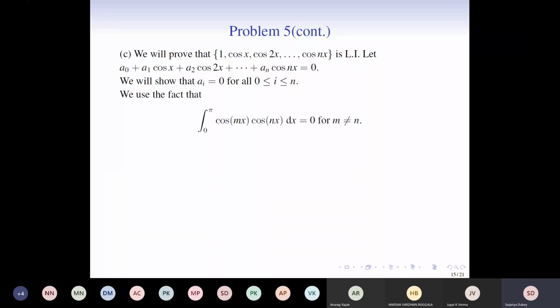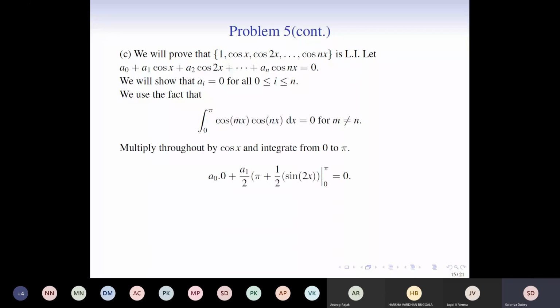We use the fact that the integral from 0 to pi of cos mx cos nx dx is equal to 0 for m not equal to n. We use this fact. This we have proved in high school; you guys would have seen it. All right. So how do we obtain such a form from here?